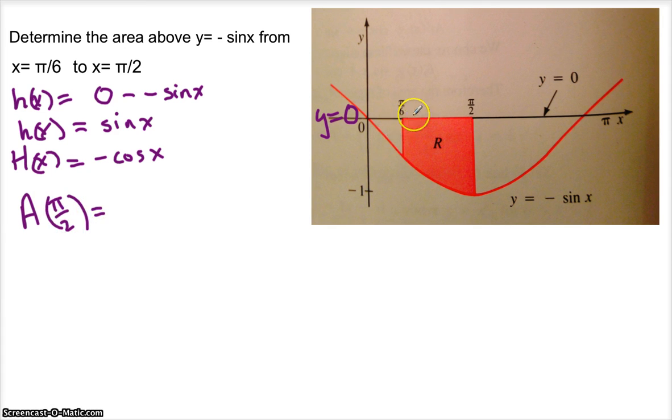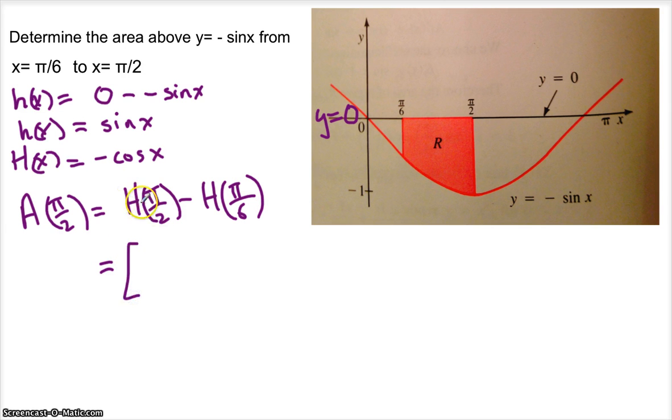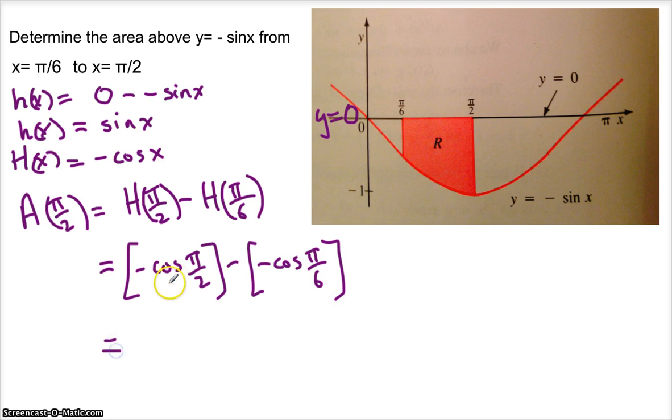So our area, left bound pi over 6, right bound pi over 2, will be h at pi over 2, subtract h at pi over 6. H at pi over 2, we substitute into our antiderivative, pi over 6, we'll do the same. And we need to evaluate this.